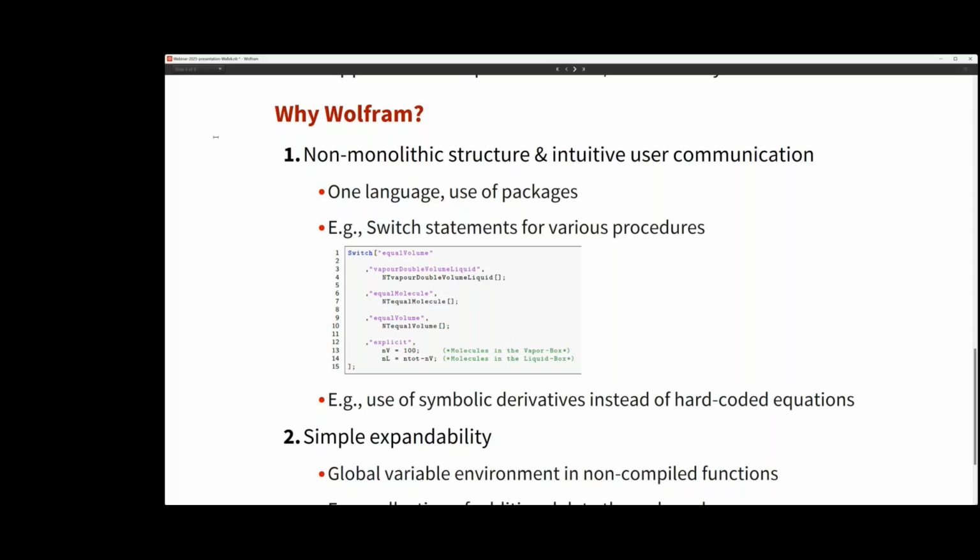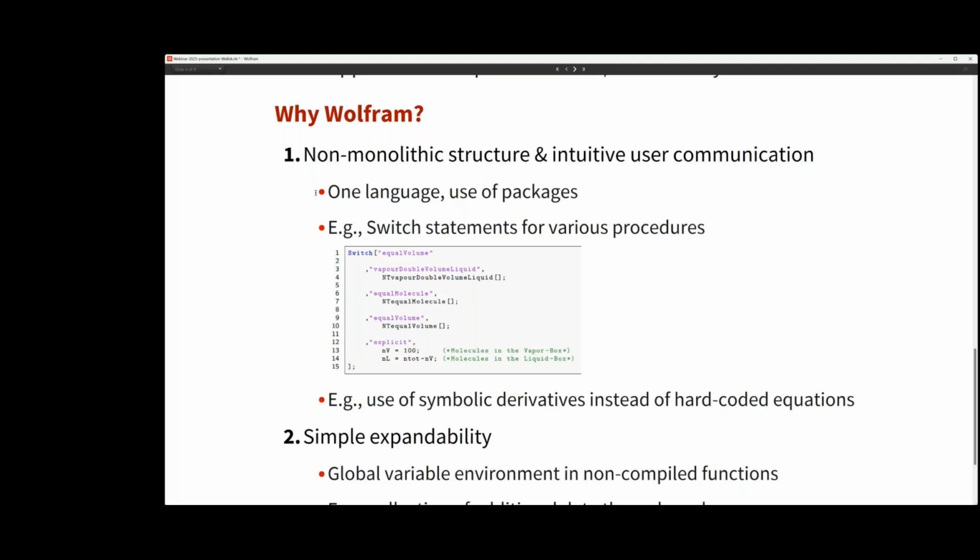And for these reasons, it was attractive for us to fully implement a Gibbs Ensemble Monte Carlo simulation in the Wolfram language ecosystem, mainly addressing three goals. In particular, firstly, to provide a fairly intuitive user communication. So we have one and the same language for calculation, evaluation, and make use of the Wolfram packages. We further use simple switch statements in the user interface, as is illustrated here.